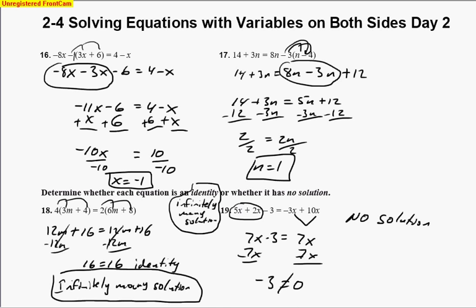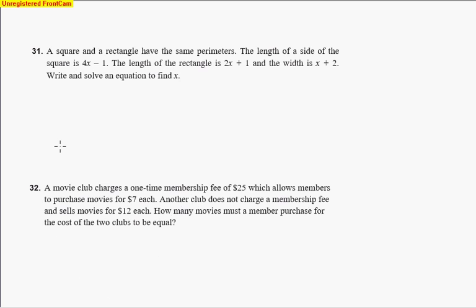So let's take a look at the next type of problem here. We've got some word problems. It says a square and a triangle have the same perimeter. The length of the sides of the square is 4x minus 1. So 4x minus 1 is one length of the side, but we've got 4 sides to make up the perimeter. And it says that the length of the rectangle is 2 times 2x plus 1. So that's one length. We're dealing with the perimeter, so we have to double that. And I'll double the width also. The width is x plus 2.